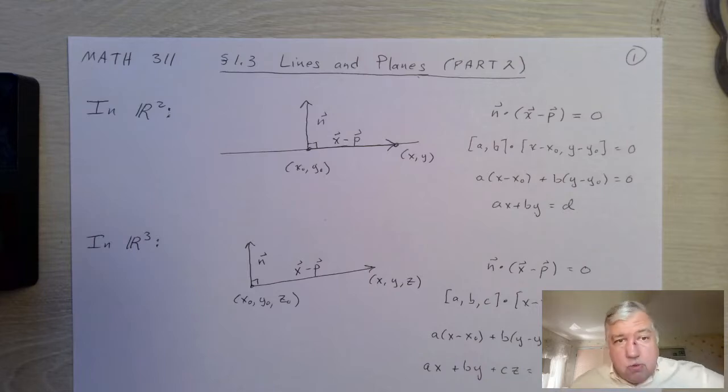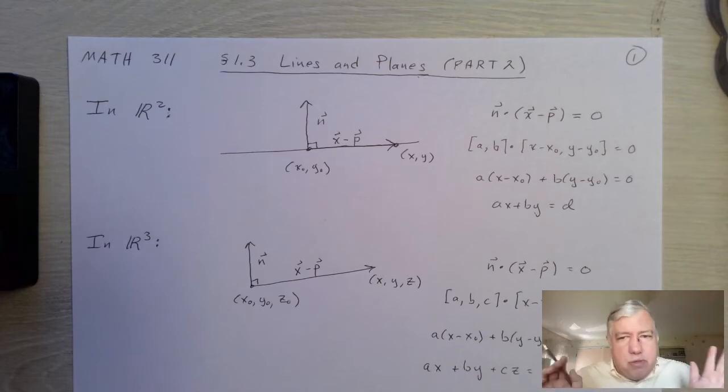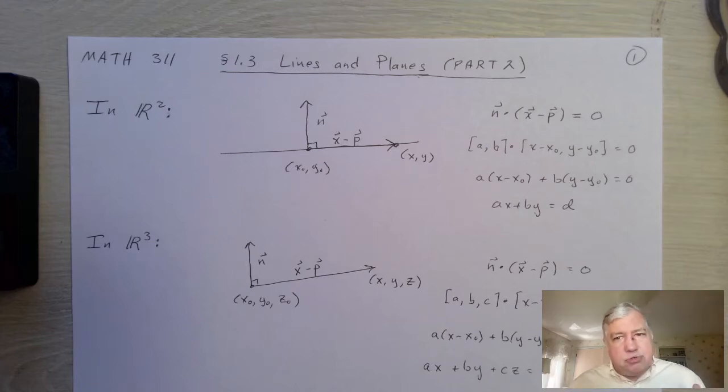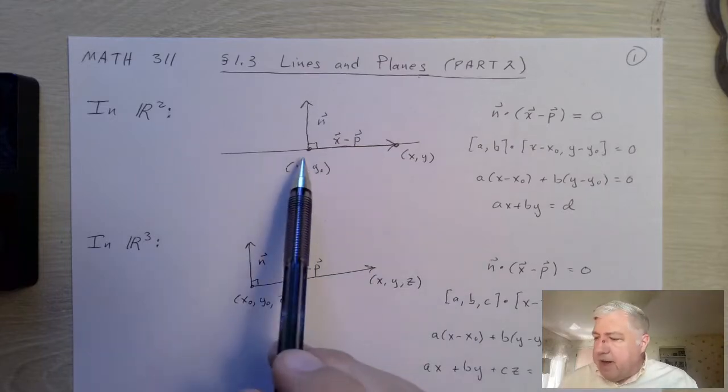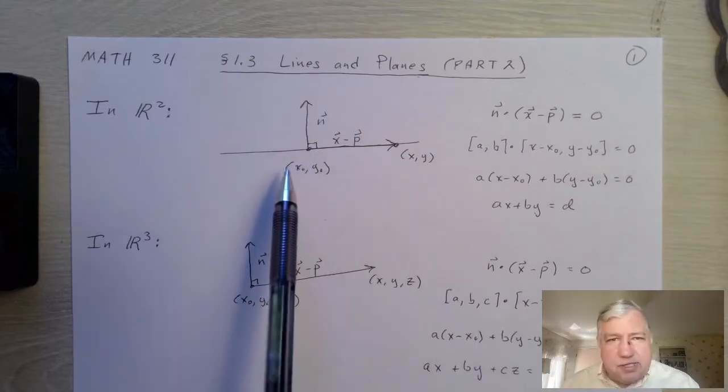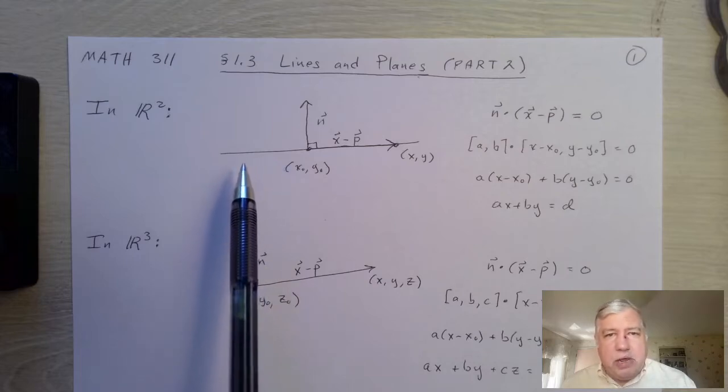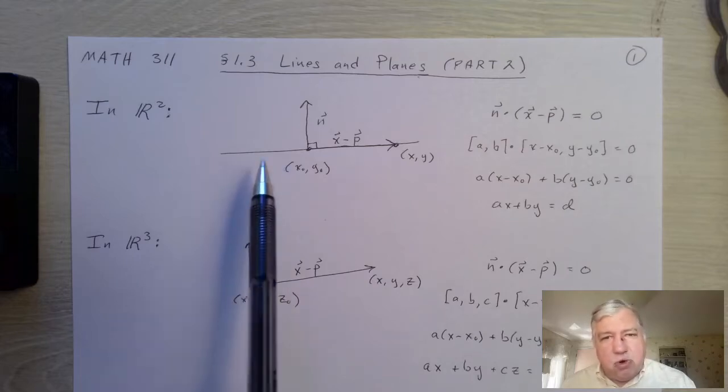Now, we're going to see that planes are, in a way, generalizations of lines, even though they're quite different. Lines are one-dimensional. Planes, we're going to see, are two-dimensional. But they can be defined in the same way. If you recall, there were many ways to define a line in R2. And one of them was with a normal vector.